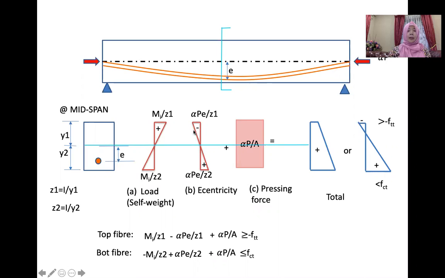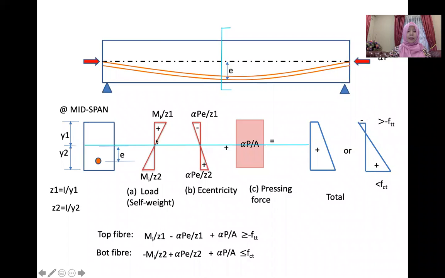Stress also happens due to eccentricity. At the midspan, you can see here the tendon is curved. So at midspan, it has a distance E. We call it E here, eccentricity. So the moment is P times E. For the eccentricity, the moment will result in negative stress at the top fiber, and then positive at the bottom.